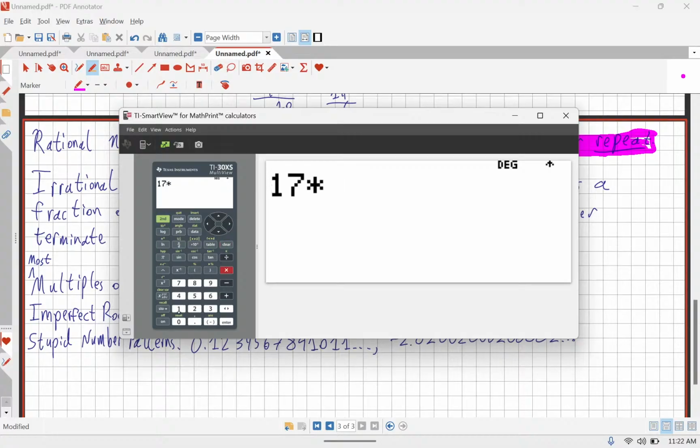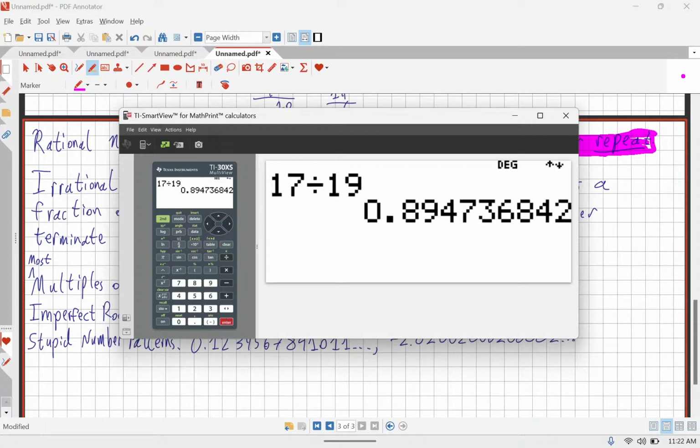But if you actually put that in your calculator, guys, oops, that's times. 17 divided by 19. Does that look like it repeats? No. It doesn't look like it repeats to me, right? But it does. I know that it does because it is a fraction of integers, and that is most important. It is a rational number because it is a fraction of integers.